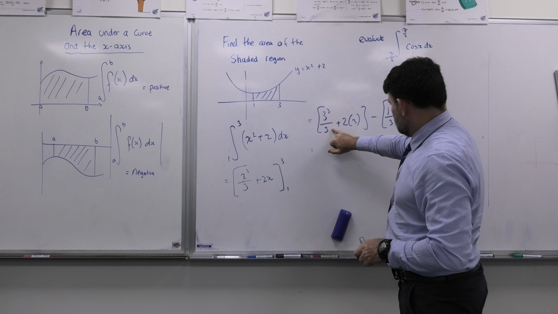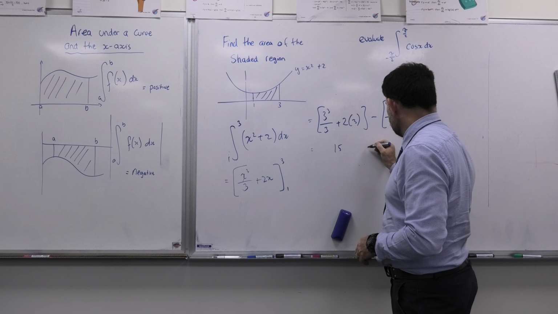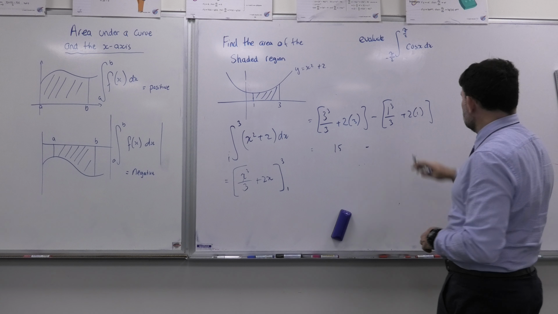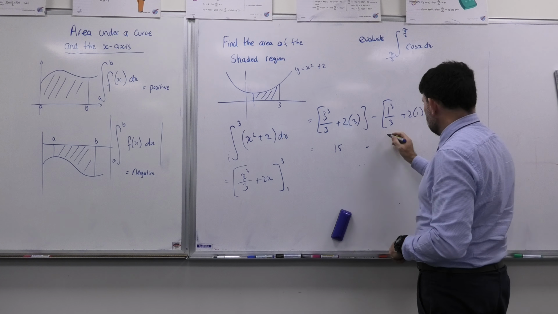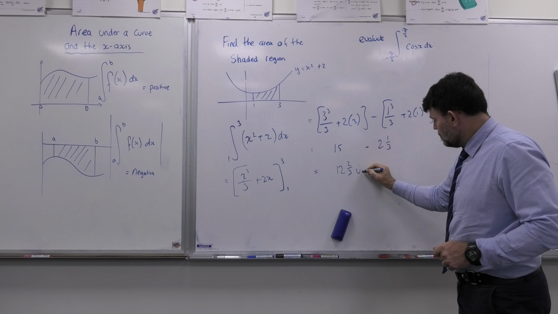27 divided by 3 is 9. 9 plus 6 is 15. We're going to minus from that 1/3 plus 2, which would give me 2 and 1/3, or 7/3. So if we look at this properly, we're going to get 12 and 2/3. So we get 12 and 2/3.